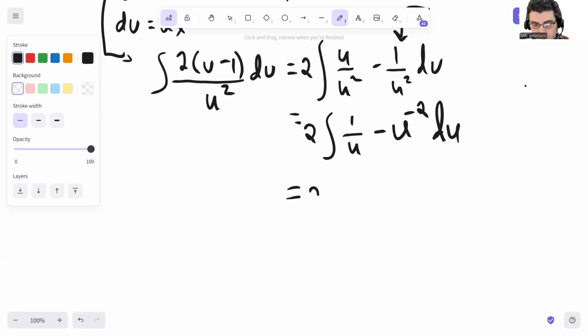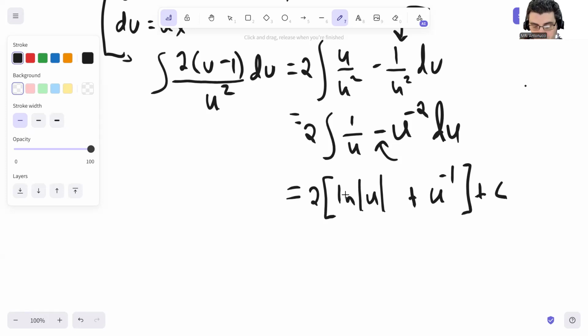So this is going to be 2 times the integral of 1 over u, which is natural log absolute value of u. And then the u to the negative 2, using the power rule, you add 1 to the exponent, so it's negative 1, multiplied by the reciprocal, which is negative 1. But since it's being subtracted, it turns this to addition. Okay, plus c.